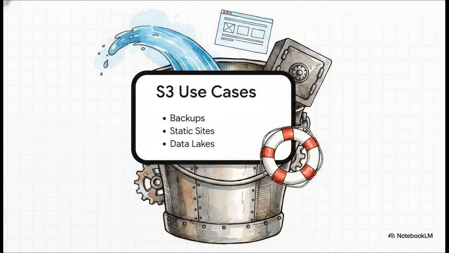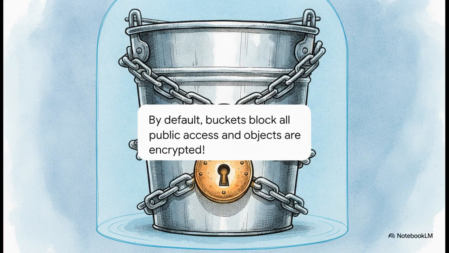But what's really amazing is that S3 is an active service. You can use S3 event notifications to automatically trigger a Lambda function the exact moment a new file drops into your bucket. But security-wise, here is the crucial point to remember. When you create a bucket on day one, it blocks all public access by default, and every single object you upload is automatically encrypted. Literally nothing is exposed to the internet unless you actively uncheck the safety blocks and write a specific IAM policy or an S3 bucket policy to intentionally grant that access.